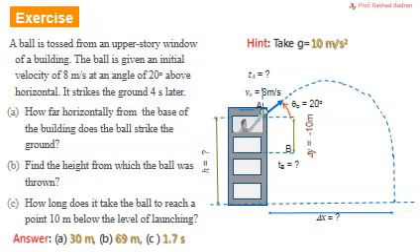It's longer. And then the time of flight is chosen to be 4 seconds instead of 3 seconds as in the previous example. Now, you are asked the same questions as in the previous example. First of all, you need to know how far horizontally from the base of the building the ball strikes the ground. That is delta x.